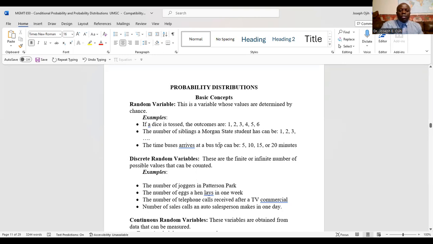The number of siblings any student on a campus can have is random, because anybody can have any number of children. How about the arrival time of a bus at a bus station? Sometimes they write the time the bus will arrive, say 9 o'clock. Sometimes it comes by 9 o'clock, sometimes 9:15, sometimes 8:59. So it's a random thing.